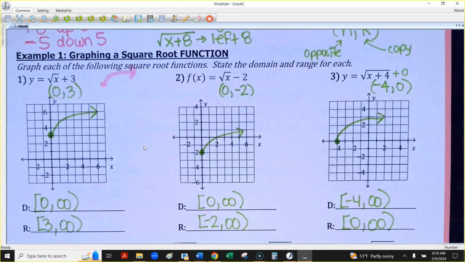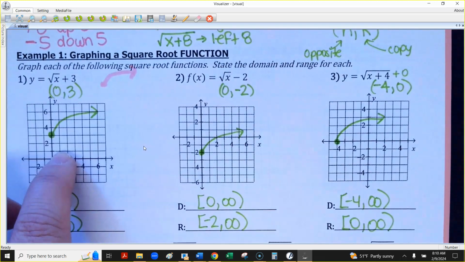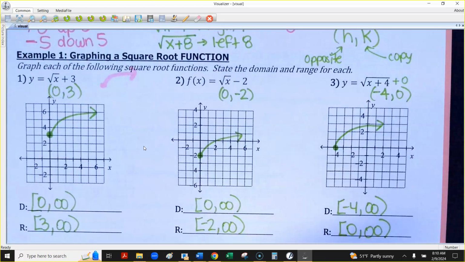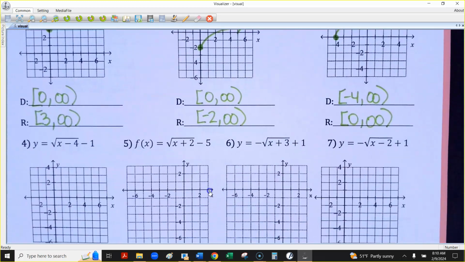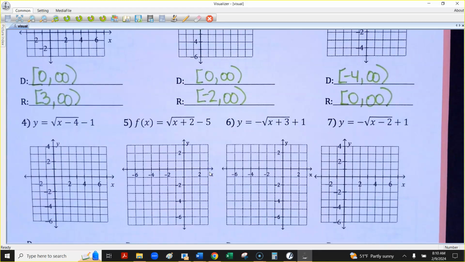Okay, those were each a single translation. Like this is just going left, or this is going up, this is going down, this is going left. The rest of these are going to do two things at once. So these are diagonal translations here. So I've got number 4 here. I've got square root of x minus 4 under the square root, and then a -1 on the outside.